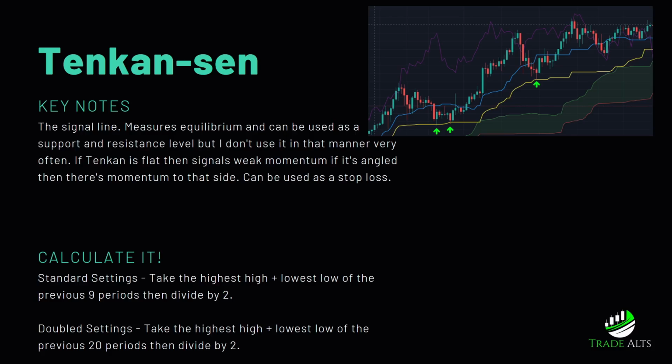But again, one of the things that you can look at as well is when the Tenkan-sen is flat, then it signals weak momentum. The angle, or the slope, of the Tenkan is really important. So if it's angled to the upside, it's indicating bullish momentum. If it's angled to the downside, it's indicating bearish momentum. You can use it as a stop loss. I don't particularly like to do that, but you certainly could, especially if you're in a really, really good trade and you want to lock in as much profit as you can. You can use it as a stop loss area. I don't typically like to do that. But in this example that you're looking at here, your Tenkan-sen is the blue line. So it's represented by the blue line here on this chart.